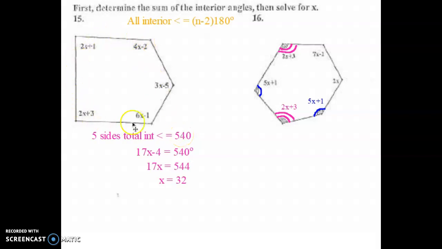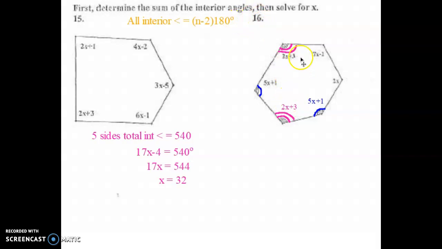When we add up all these angles right here, add up all your x's, you're going to get 17x. Add up all your numbers, you're going to get a minus 4. And we know that's going to equal 540. When we add 4 to both sides, we get 544. And when we divide by 17, we now know what x is. x is 32. And if we had to plug it in, I would plug it right here first. 2 times 32 would be 64, plus 1 is 65. So this angle would be 65 degrees.